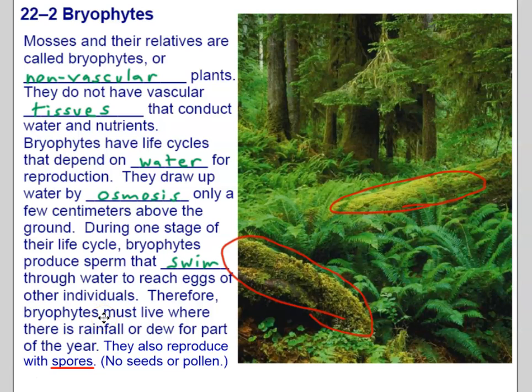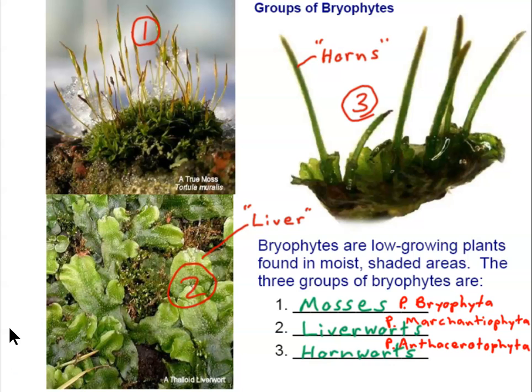So they typically are going to be living in areas where there's at least some rainfall for most of the year. The last general characteristic about mosses and their relatives, bryophytes, is that they reproduce with spores. So they're non-seed plants, they don't reproduce with seeds and pollen like you normally think of when you think of a plant. So we describe the bryophytes as non-vascular, non-seed producing plants. There are three main groups or phyla of bryophytes. There are the mosses, the true mosses, which are in the phylum Bryophyta, and that's the namesake for referring to all of them as bryophytes.